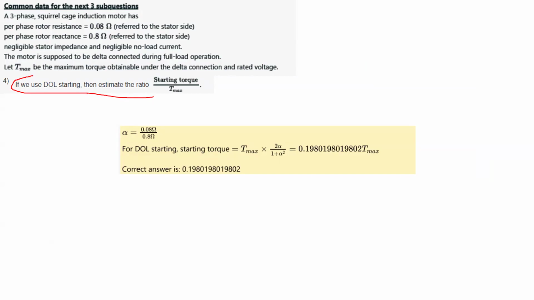So what you will do is first find the quantities for direct online starting, and then by using these ratios you will relate it to the other starting methods. That is the context of this assignment today.